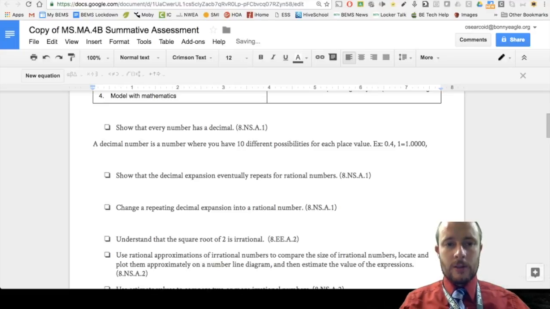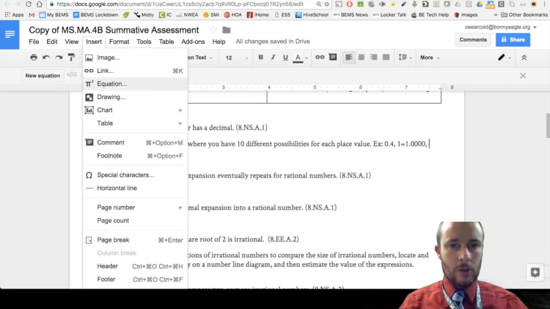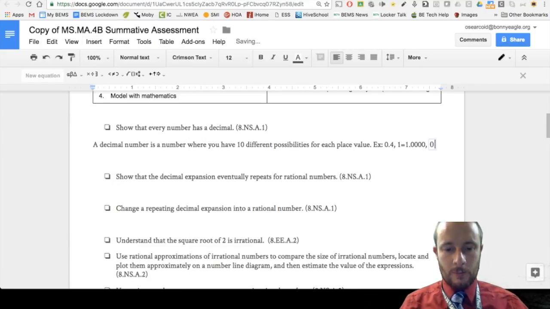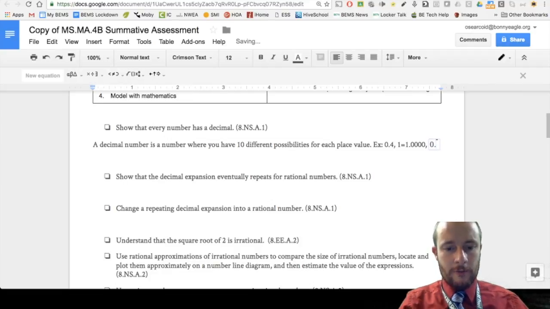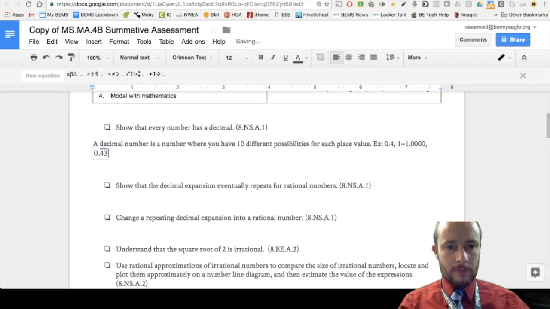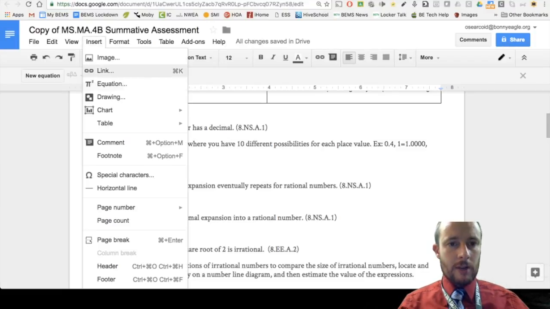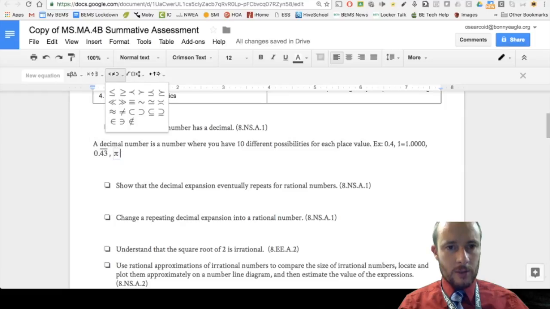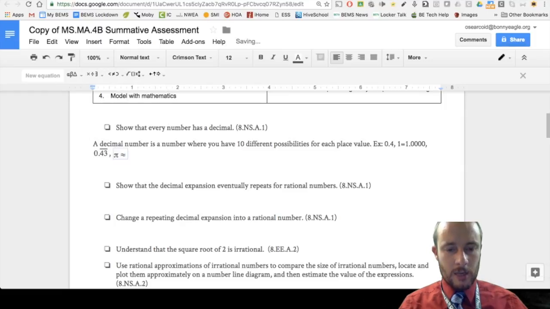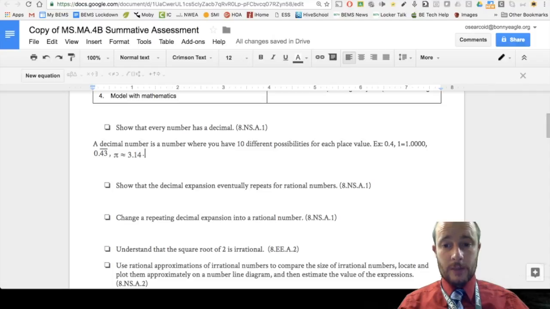Other examples should be repeating decimals. Let's take a look at this. We're going to showcase this insert equation function. And we're going to use 0, and let's put in the bar there, 0.43 repeating. An irrational number, let's go with the Greek letter pi, which is approximately equal to, let's use the approximation sign right there, 3.14. All of these are examples of decimal numbers. We're done. Let's move on to the next one.